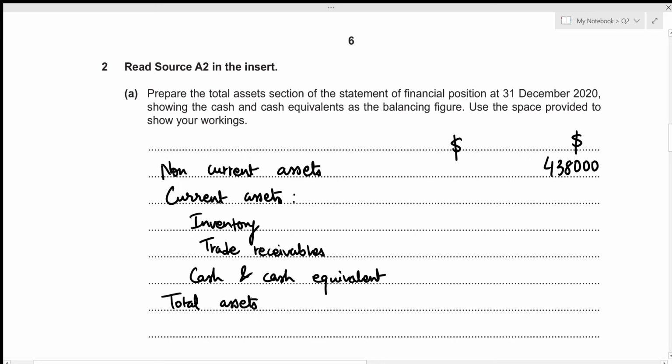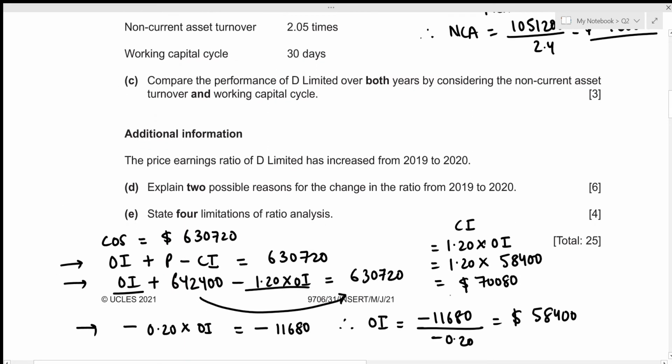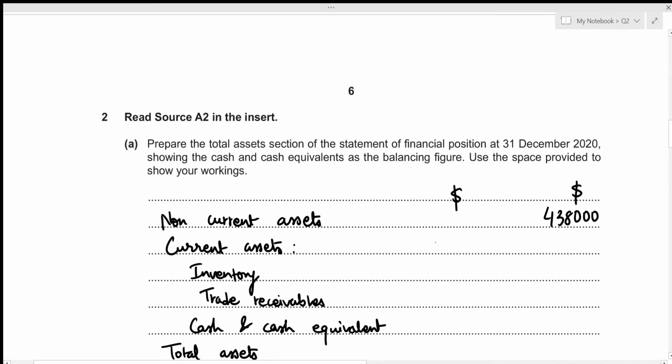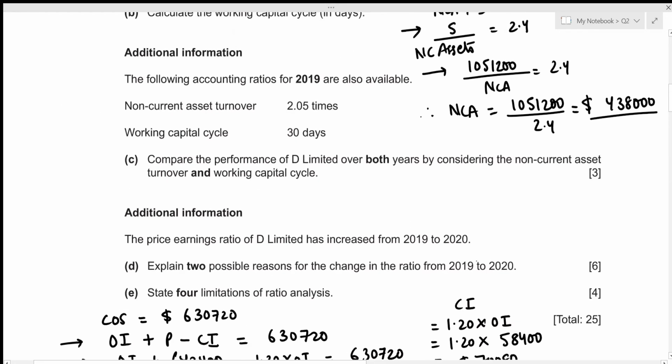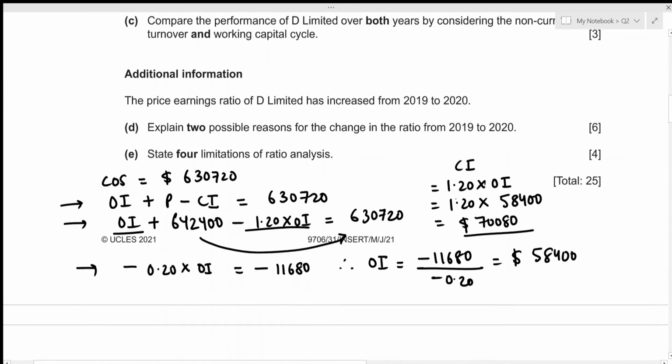So let's have a look above. We already figured out the closing inventory and trade receivables. Okay, so the closing inventory amounted to 70,080. Let's write it down. Then trade receivables, we figured it out to be 95,040. Let's write it down as well.